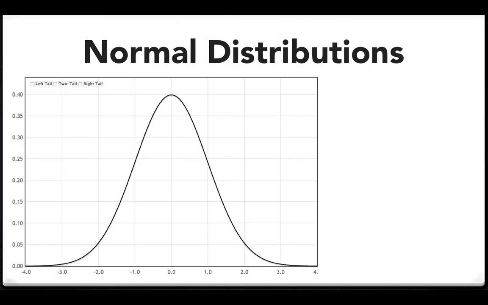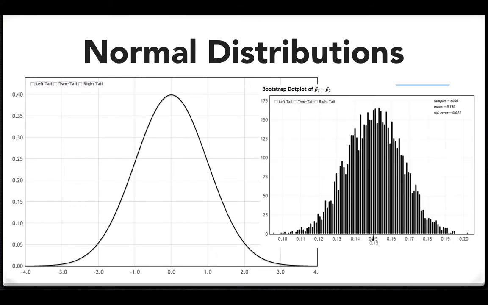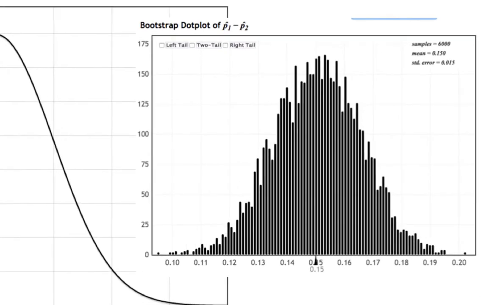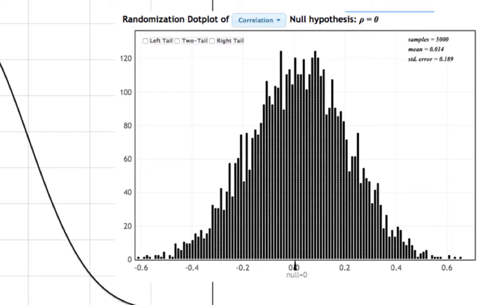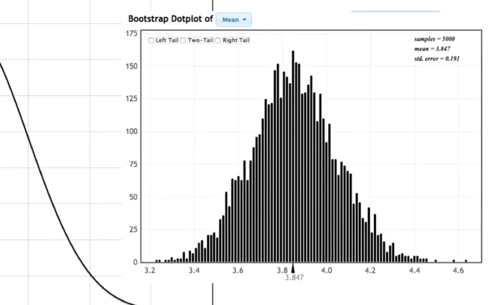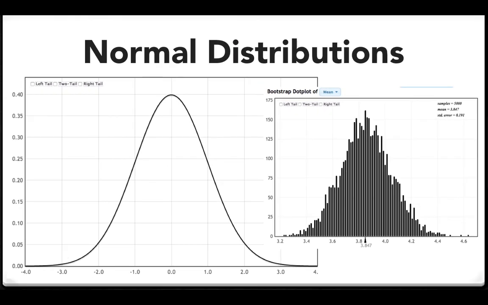You were first introduced to the normal distribution in Lesson 2. This shape should look familiar. In the last 3 lessons, you've been constructing bootstrap and randomization distributions, and many of them were this shape. Here we have a few examples. This is a bootstrap distribution for the difference in 2 proportions. Here we have a randomization distribution for a correlation, and a bootstrap distribution for a single mean. Note that these are all approximately normally distributed.